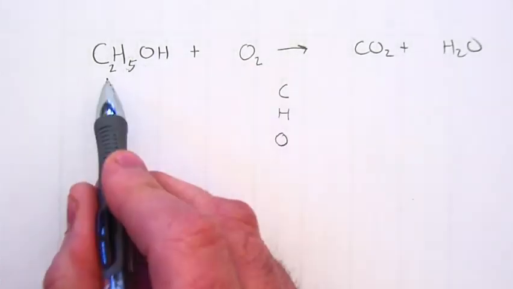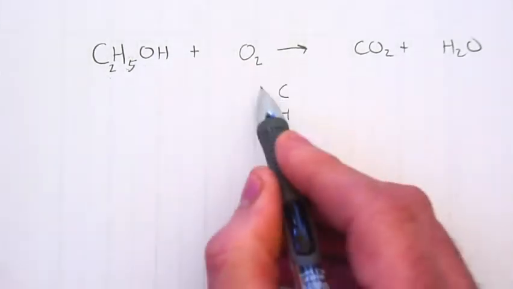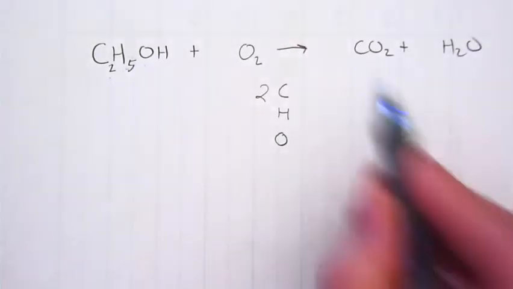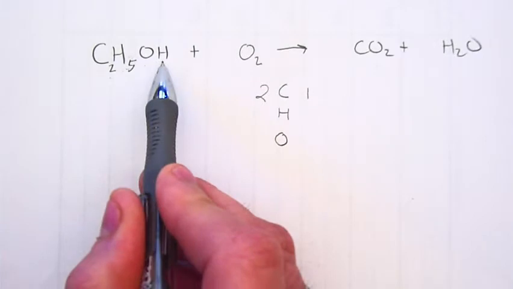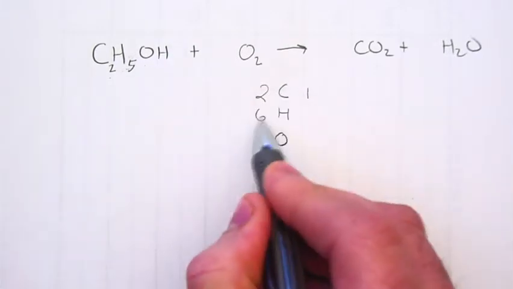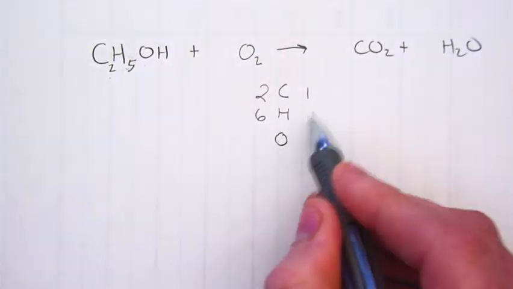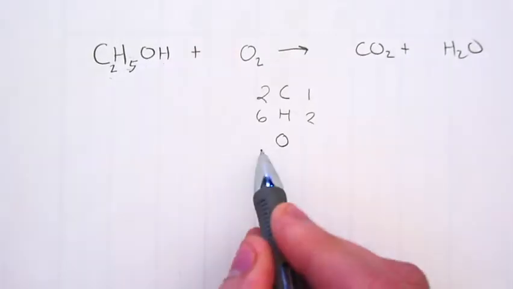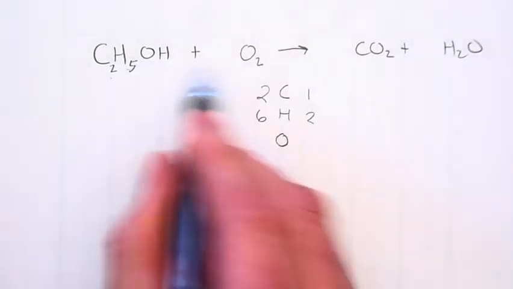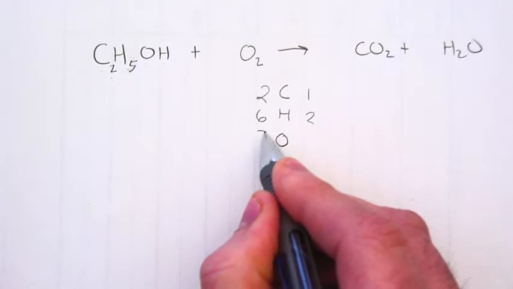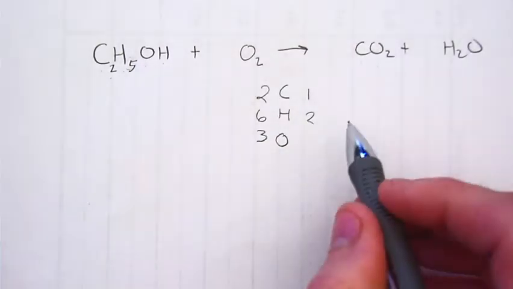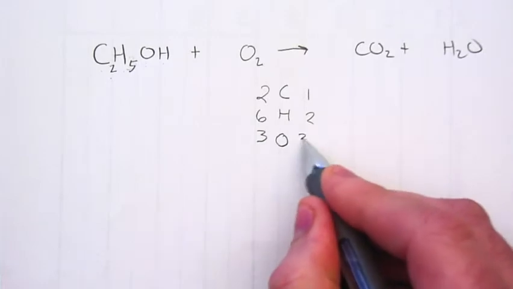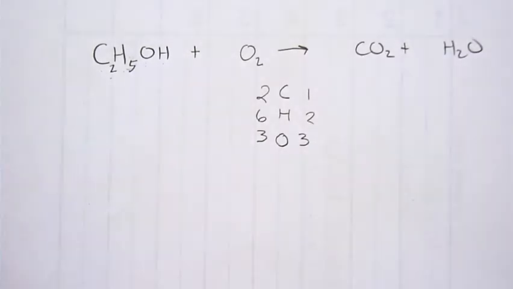Next, we indicate how many of each element there is on each side of the equation, total. On the left, we have 1, 2 carbons. On the right, we only have 1. On the left, we have 5, 6 hydrogens. On the right, we have 2. On the left, we have 1 plus 2 oxygens for 3. And on the right, we have 3 oxygens as well.